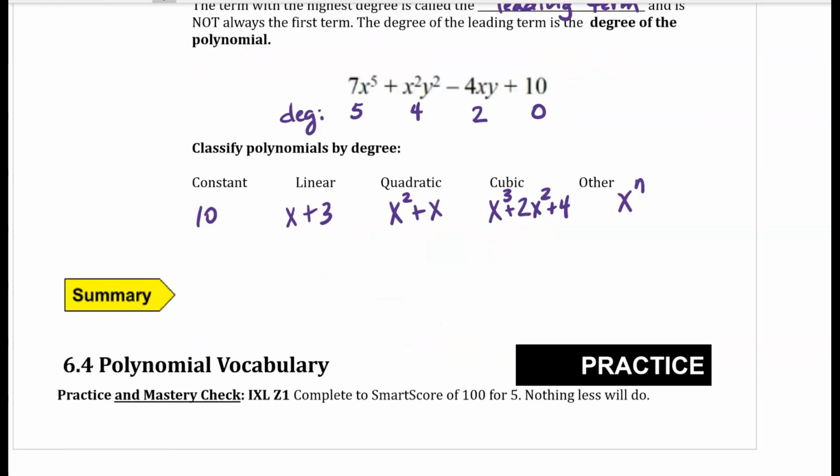Your practice and your mastery check for 6.4 is the complete IXL Z1. You need a SMART score of 100 to get a 5, and nothing less than that will be accepted. This is going to be easy for you to get through, but if you get stuck on a question, let me know and I'll be happy to help you.